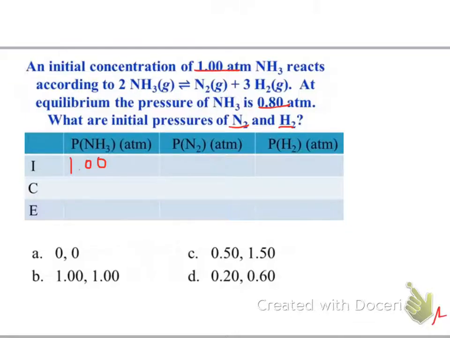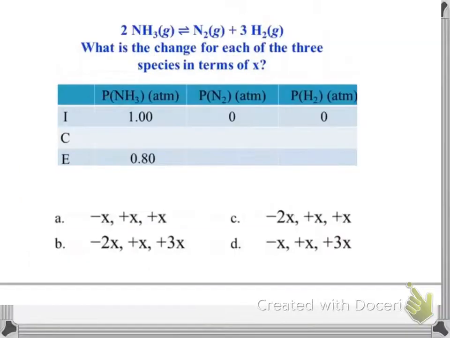Okay, so if I look at my balanced equation, I have 2NH3 become an N2 and 3H2. There's no mention of the initial concentrations of my products N2 and H2, so I'm going to assume I'm starting with all NH3, and I have 0 N2 and H2. Okay, so the answer is going to be A.